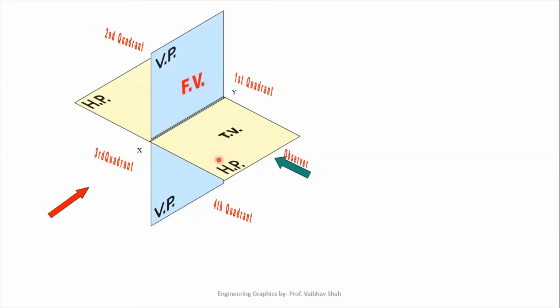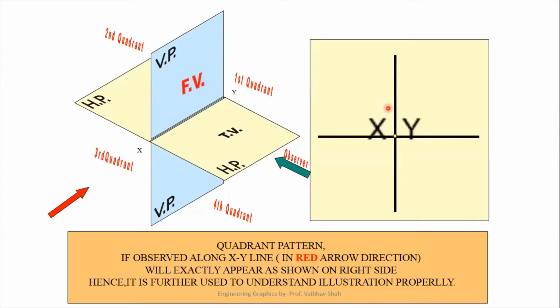Now let us take the view of this quadrant system from this left hand side direction. As we can see, this quadrant system will look like a plus sign, and at the center we will be having the point XY. Now let us plot this quadrant system in 2-dimensional orthographic view.